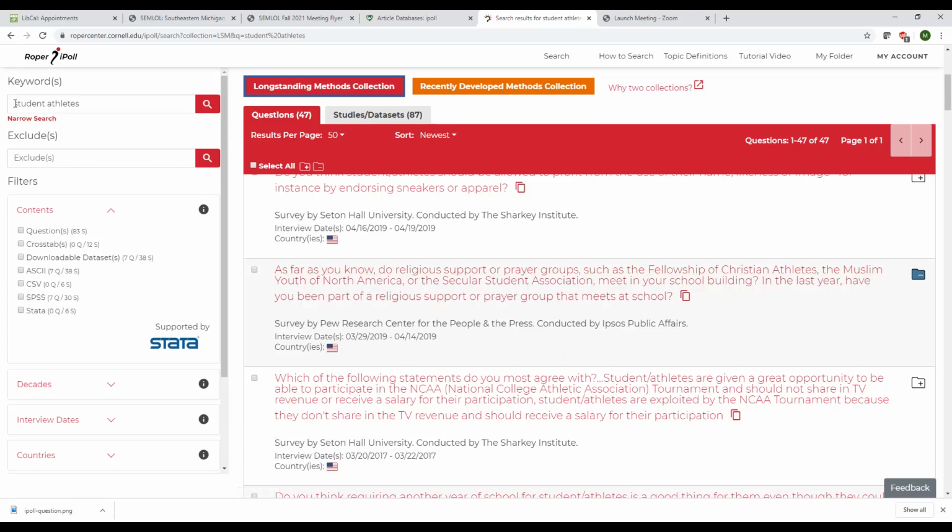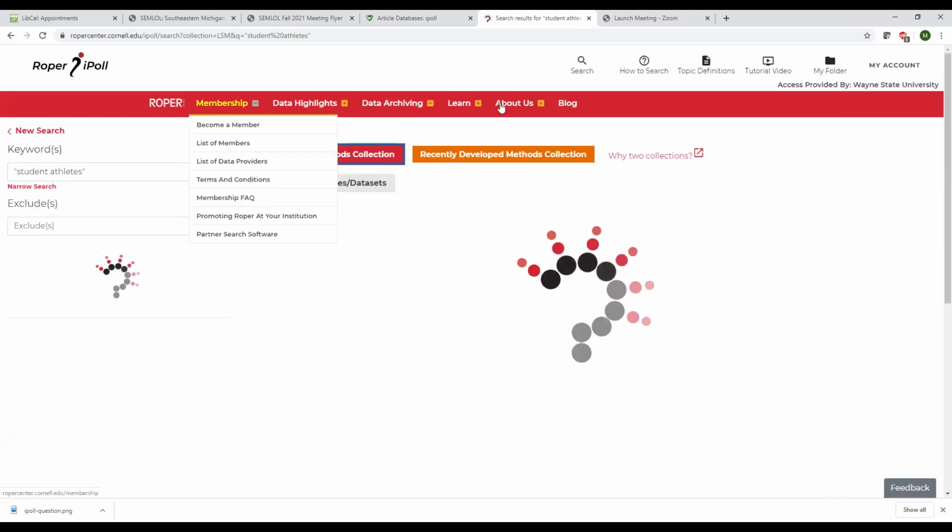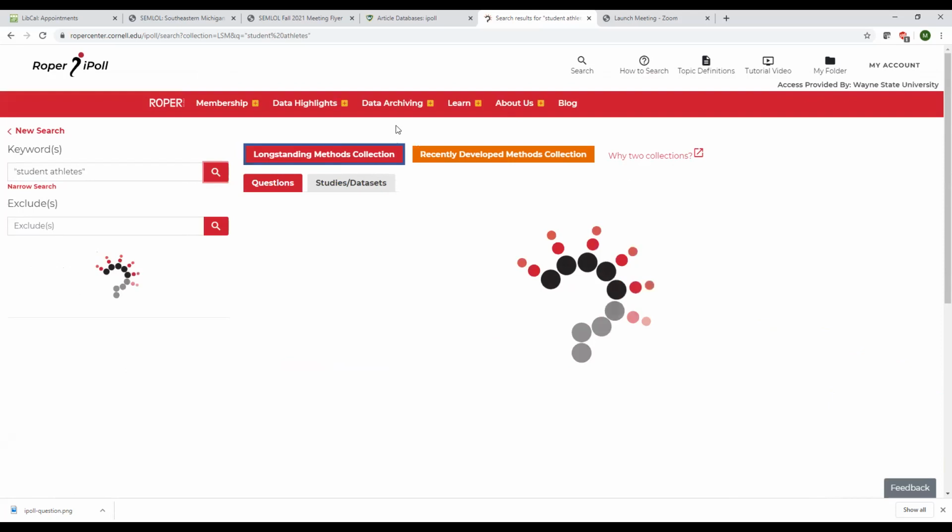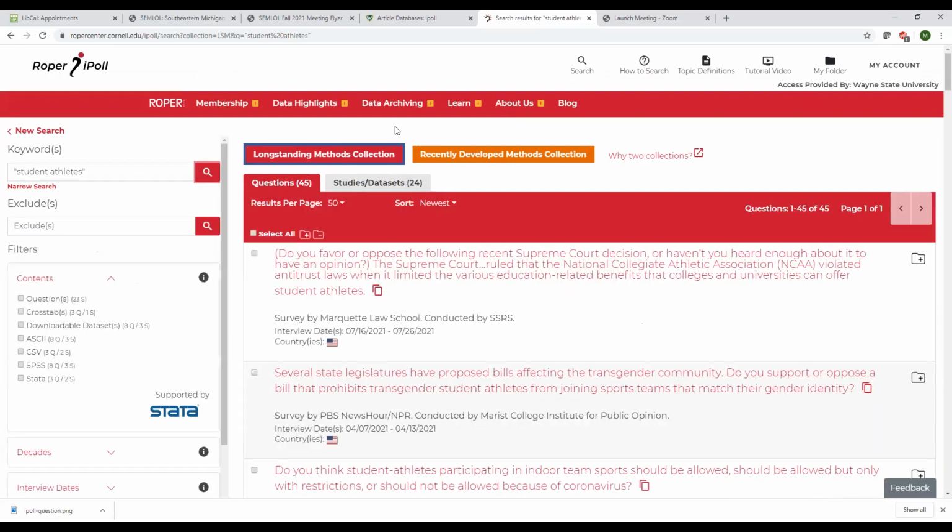So if I go back to my keyword search and put student athletes in quotation marks, it's not going to change the results that much. But switching from just student and athletes to student athletes as a phrase did take away two of the questions that came up.